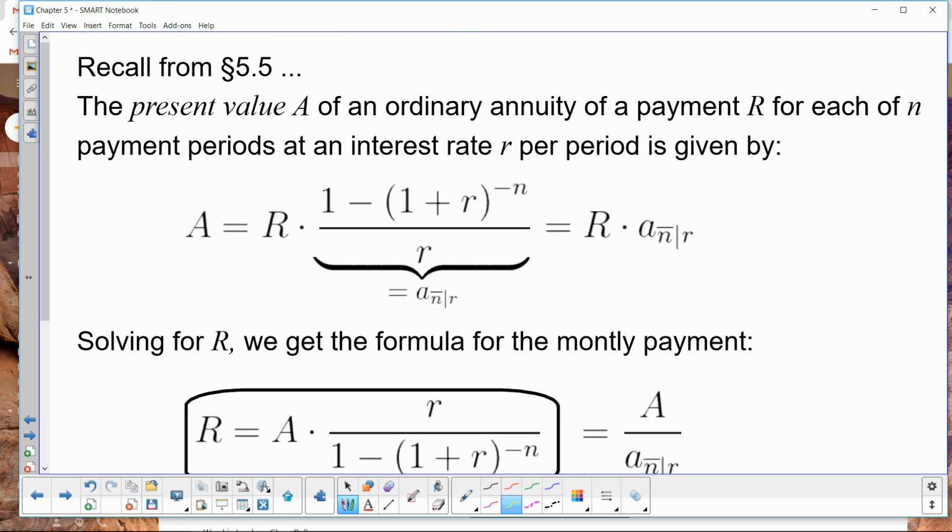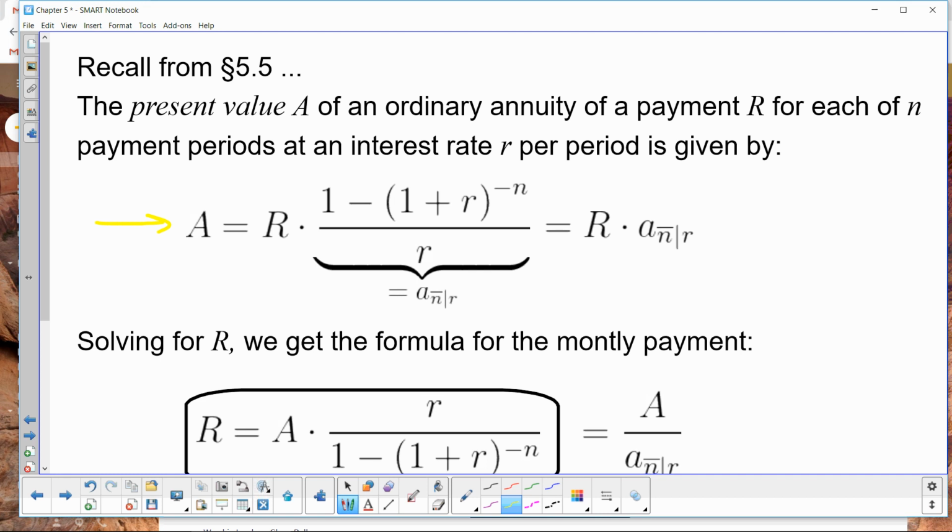Now, you might remember from last section, 5.5, the present value, A, of an ordinary annuity is given by this formula here, remember? By the way, if you haven't done any of these problems, you're going to be fairly lost today. You need to get to it. You're behind. That's one thing that concerns me about the online, it's even harder to catch up in some cases.